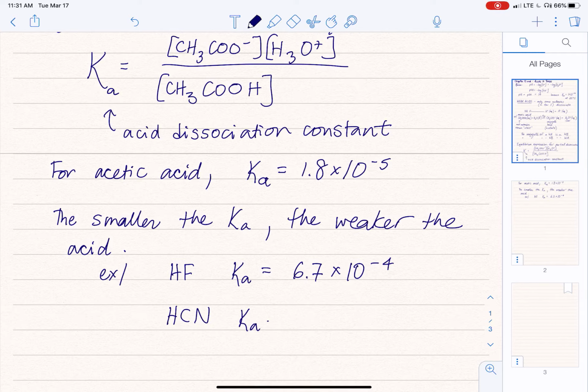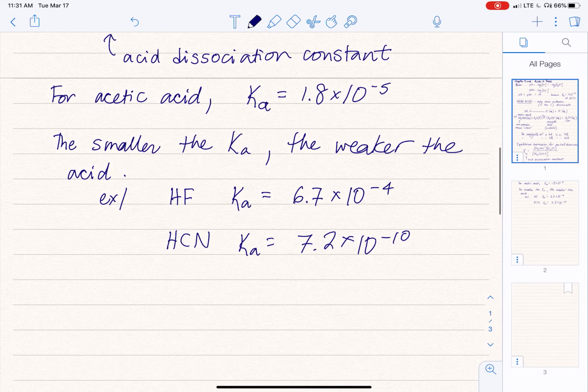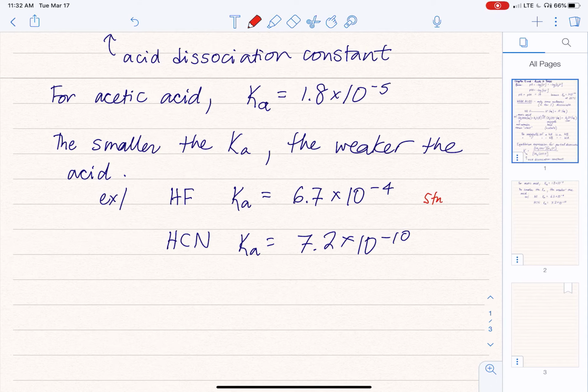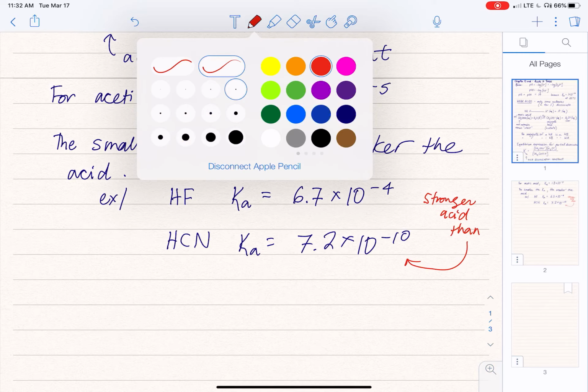HCN has a Ka of 7.2 times 10 to the minus 10. So looking at HF versus HCN, which is the stronger acid, HF or HCN? I'll give you a second to think about it. Well, we just have to look for the larger Ka. Of course, this value is much larger than this teeny tiny number over here, right? We're comparing 10 to the minus 4 versus 10 to the minus 10. So comparing those two, we can see that HF is going to be the stronger of the two acids, if that makes sense to everybody.